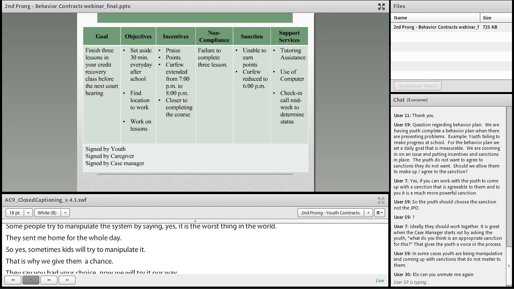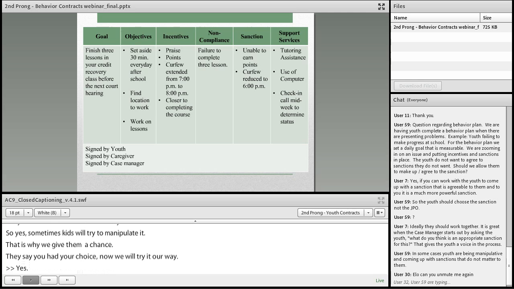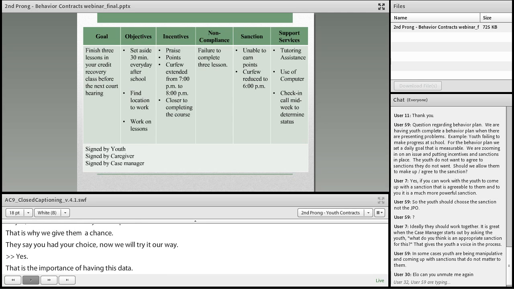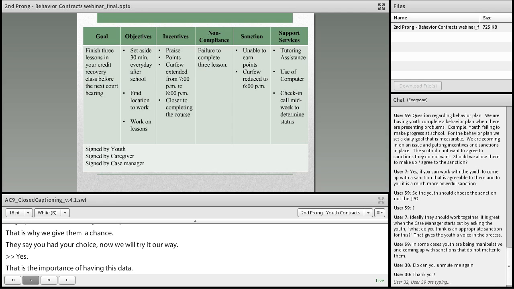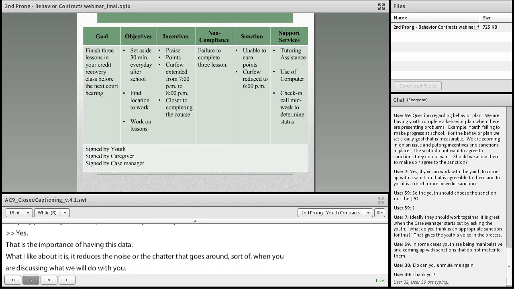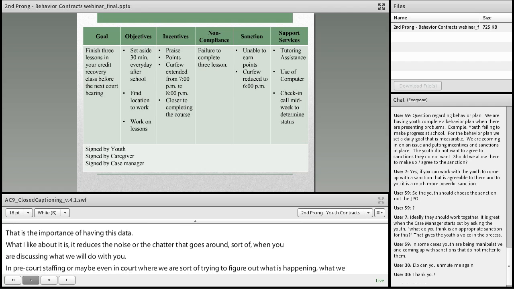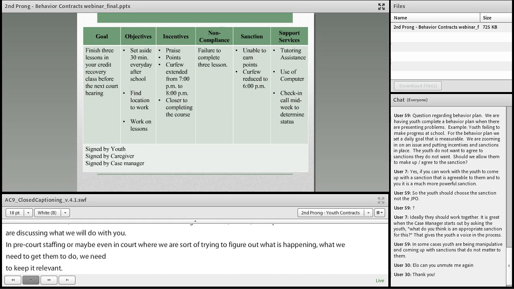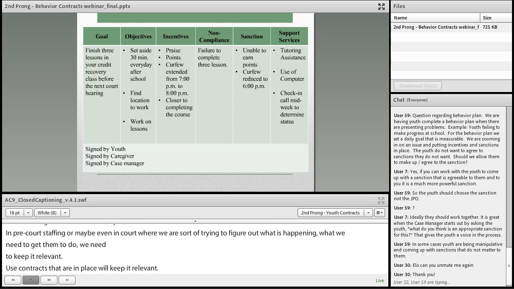What I like about it is that it really reduces the noise or the chatter that goes around when you're discussing what we're going to do with youth. So in pre-court staffing, or maybe even in court, where we're trying to figure out what's happening, what we need to get them to do, we're talking about things that are relevant, and we need to keep it relevant. And a youth contract that's in place keeps it relevant. You'll be talking about this goal, progress on it, whether or not they made it. Things are already in place and determined so you can move forward. So I think it really reduces that chatter, that indecision that comes along without having the structure in place.